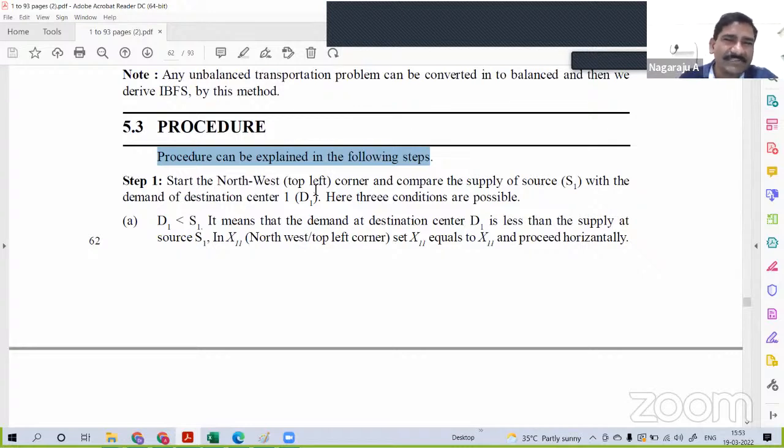So here it starts at the North West, top left corner, and compare the supply of the source S1 with the demand of the destination center D1. Here 3 conditions are possible. One is when D1 is less than S1, that is, demand is less than supply or availability. At that time we will go for the demand only, we will allocate only the demand.